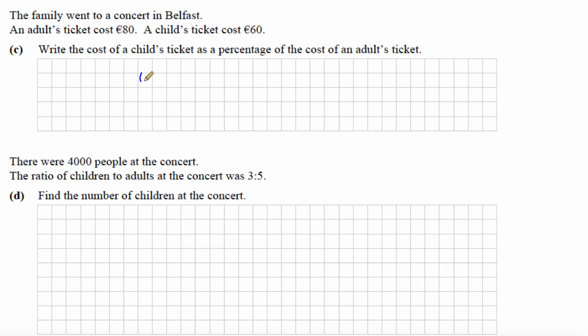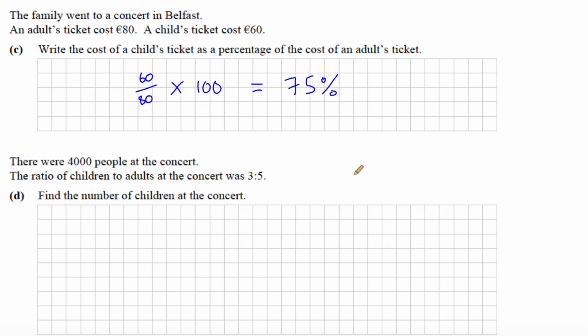So first we'll express that as a fraction. So 60 over 80. That's the child's ticket as a fraction of the adult's ticket. And to change a fraction to a percent, we just multiply by 100. So you can put all this in your calculator and you get 75, and that's percent.